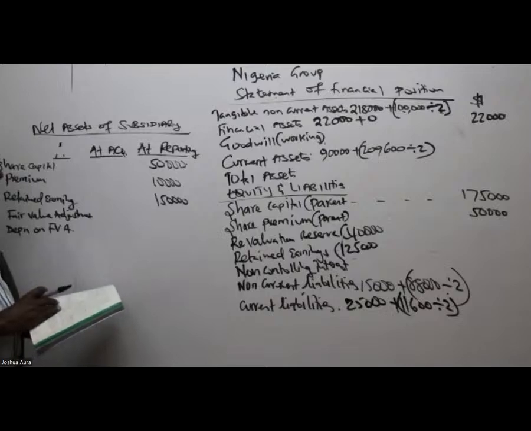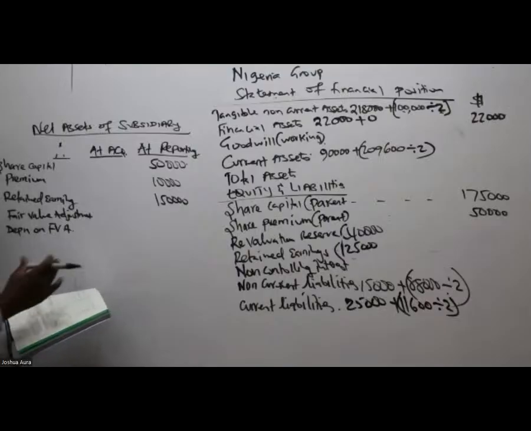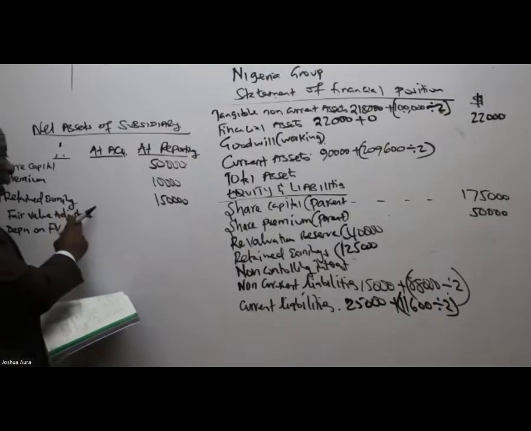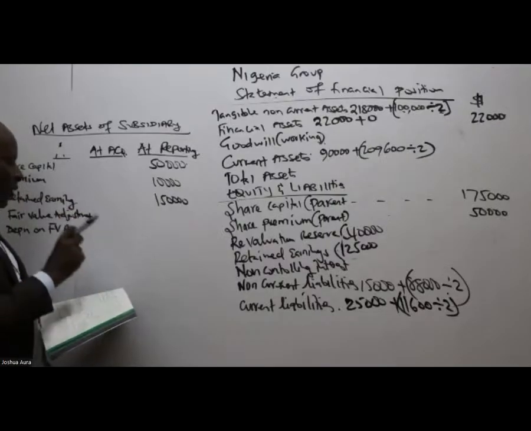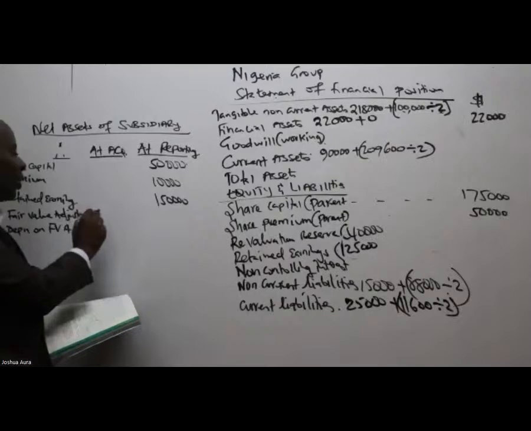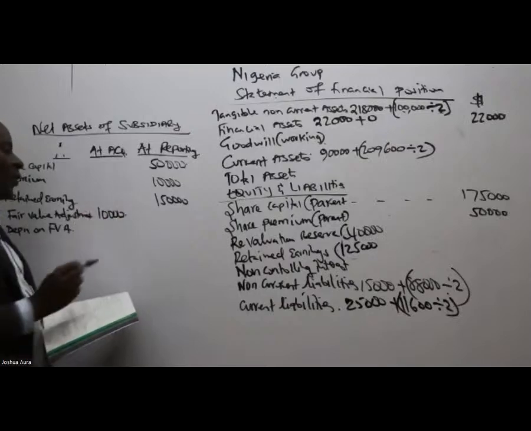And then do we have any fair value adjustment? Ladies and gentlemen, we do have the fair value adjustment. If you look at note number 2, at the date of acquisition, the fair value of Lagos' non-current assets, which at that time had a remaining useful life of 10 years, exceeded their book value by DN 10,000. So the fair value adjustment at acquisition is 10,000.